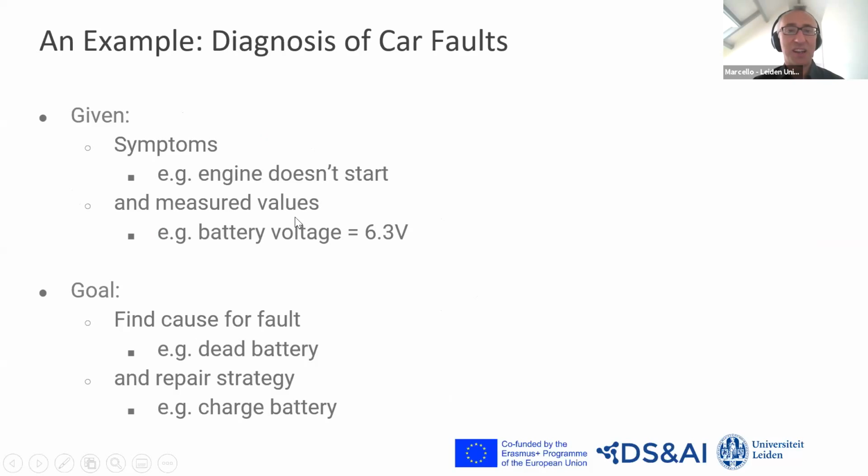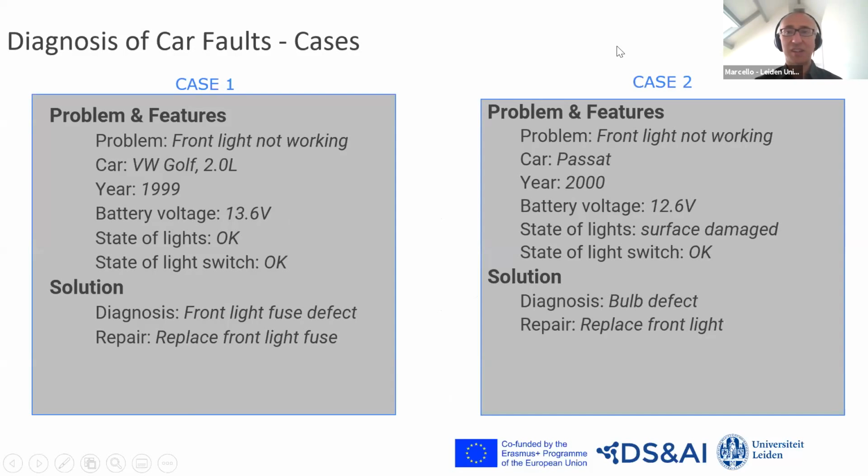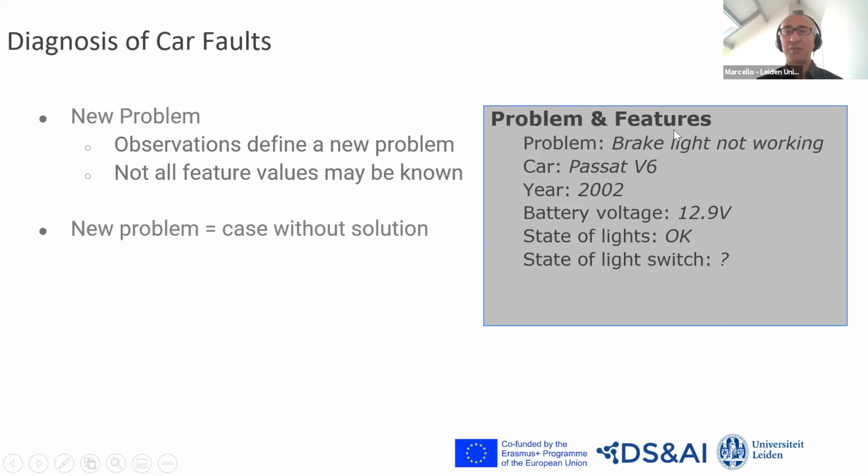You have a car, and some cases that describe a fault in a car. You have the front light not working, and it depends if your car is a Passat, it's 2000, and this is the battery voltage. You have full information of a problem and a solution, but then you have something which is not completely matching. You also have incomplete information. For example, you don't know the state of the light switch. Some information here does not fit exactly.